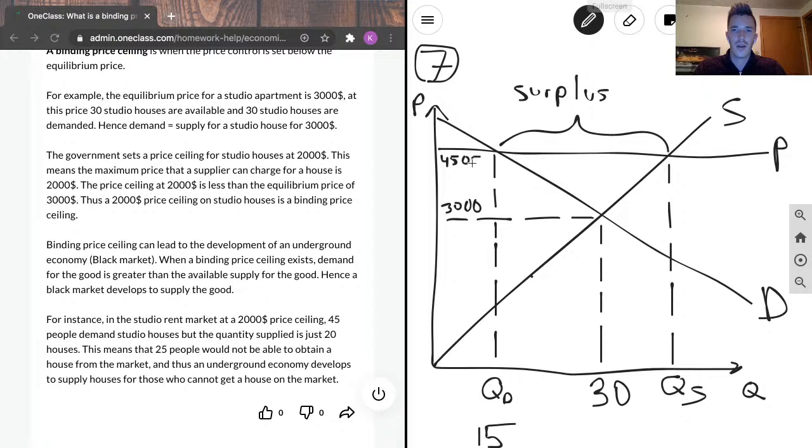Us poor millennials are priced out in the market. As a result, the quantity demanded is going to fall because a lot of people can't afford this new high price. And the quantity supplied is going to increase. So now maybe there's only 15 people demanding housing at this huge price. But there's going to be all these houses, say 45, that are oversupplied.